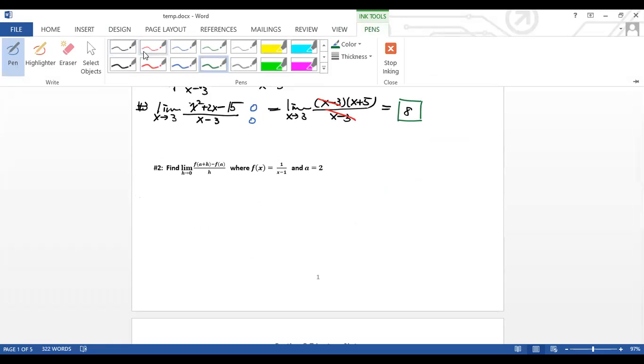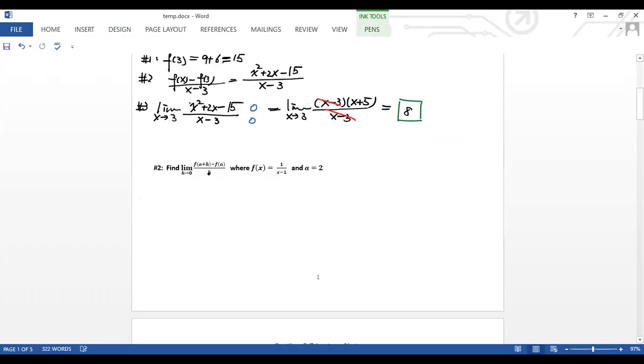Okay, so now problem number 2 is here. Let's try to find the slope of the tangent line when f of x equals 1 over x minus 1, and a is equal to 2. So let's do the same way. Step number 1, what is f of a? See here, f of a is 1 over 2 minus 1, so this is 1 over 1, which is 1. Then we also need to find f of a plus h, right? So this is f of 2 plus h, and here this is 1 over 2 plus h minus 1. What do we have here is 1 over h plus 1.